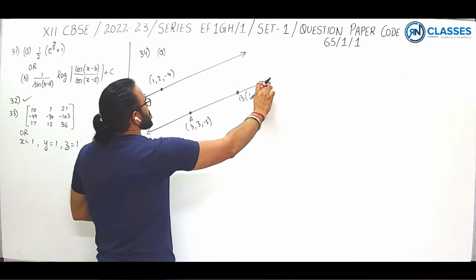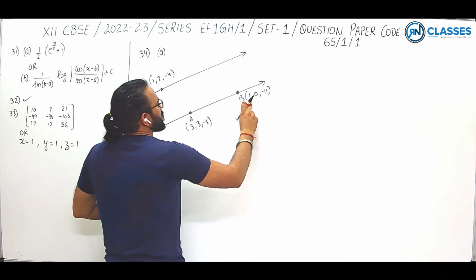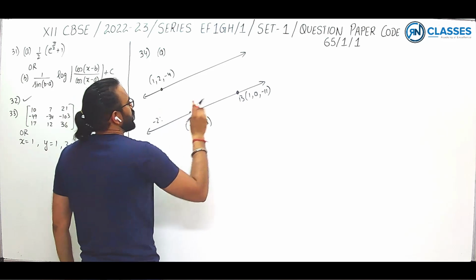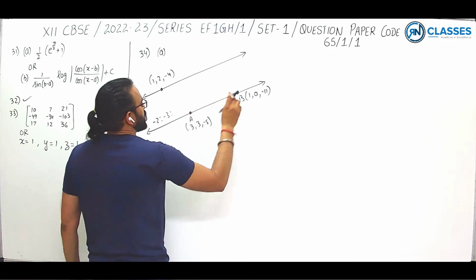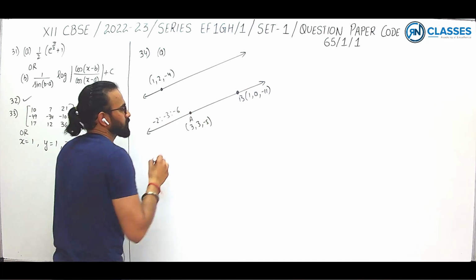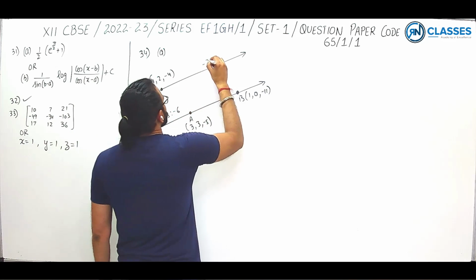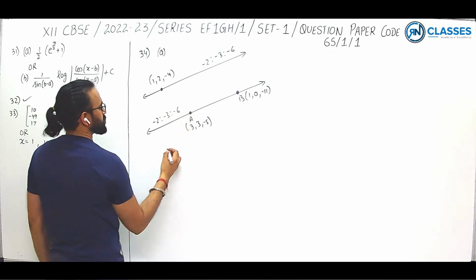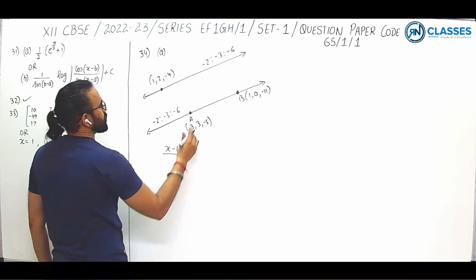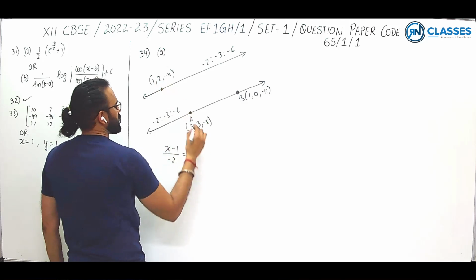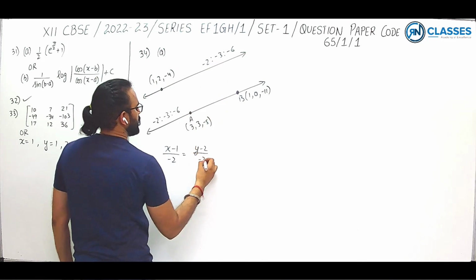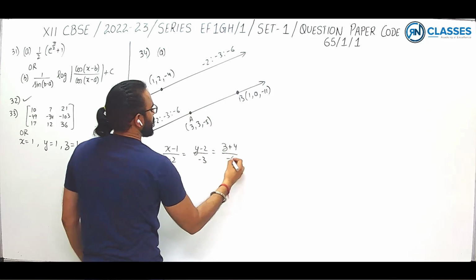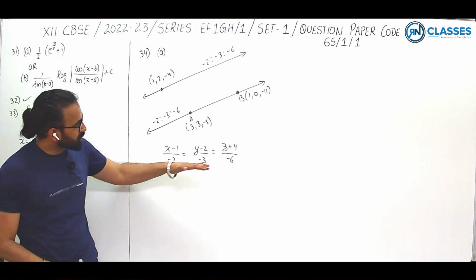For its direction ratios we can easily write: this point is x1, y1, z1, and this point is x2, y2, z2. Direction ratios are x2 minus x1, that is minus 2, y2 minus y1, that is minus 3, z2 minus z1, that turns out to be minus 6. So the direction ratios are minus 2, minus 3, minus 6. The point is known, the direction ratios are known, so we can easily write the equation of this line, that is (x minus x1) by a equals (y minus y1) by b equals (z minus z1) by c, that turns out to be (z plus 4) by minus 6. The answer to the first part has come.